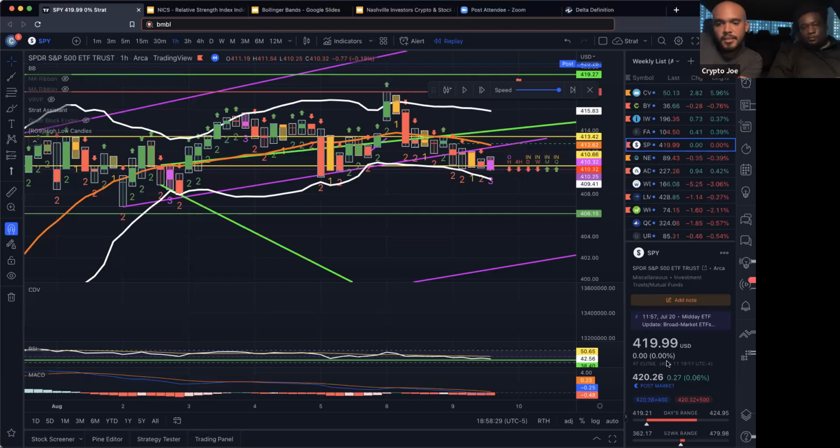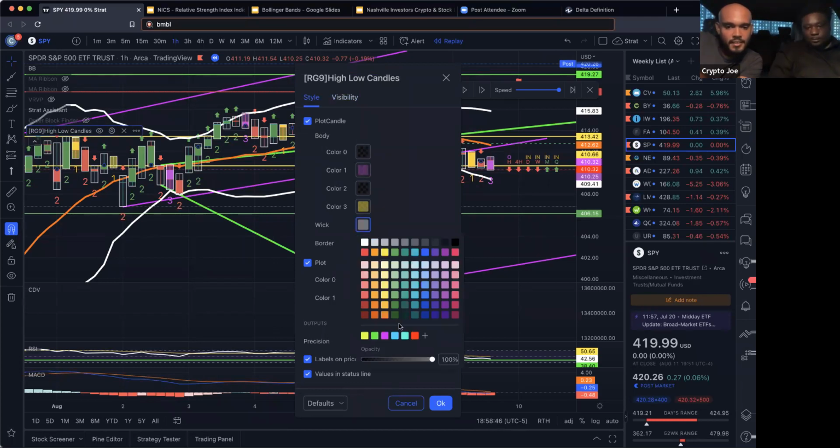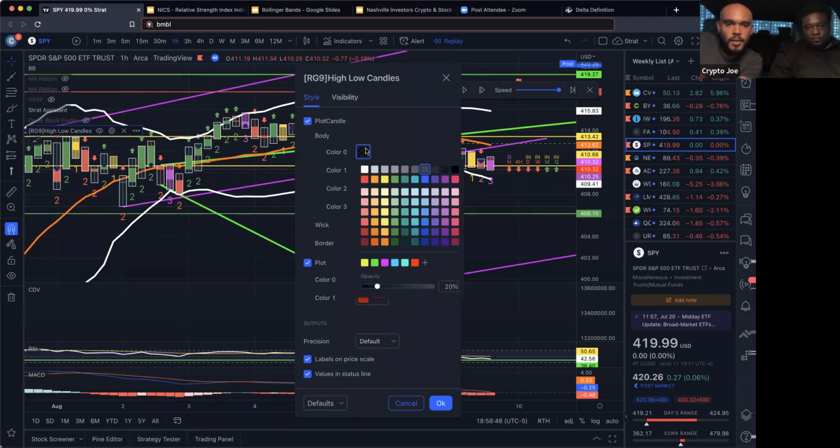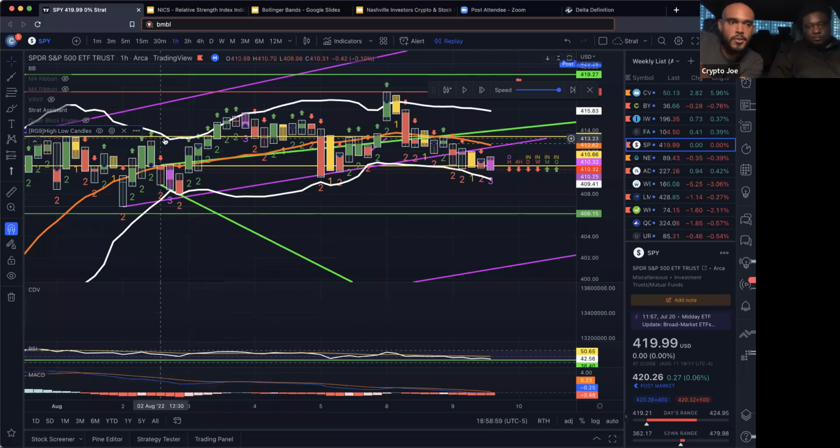D-Wiz, how do you modify that indicator to make it translucent? Oh, okay. So you jump into the settings. You'll see the little wheel, the little gear. You can go to, how did I do that? I think the wick. Okay, is that it? Yeah. No. Oh, color 1, color 0. Okay, so color 0, I set it to like 20% opacity. So it's basically translucent. You can set it to 0 if you want.